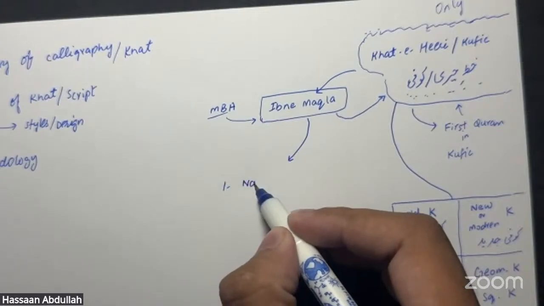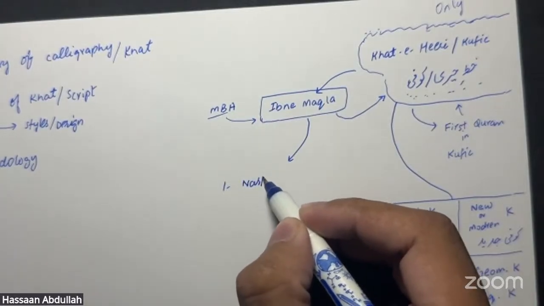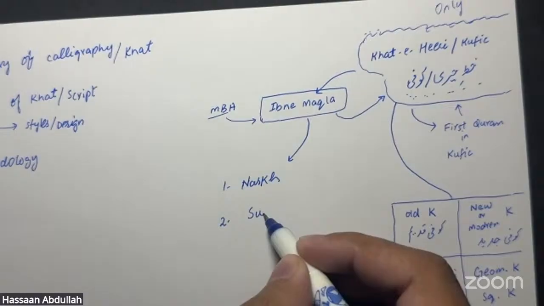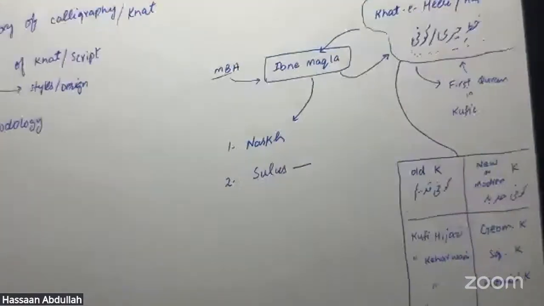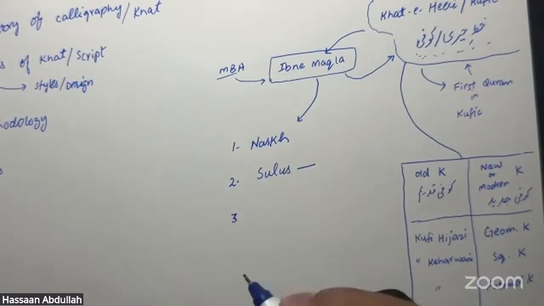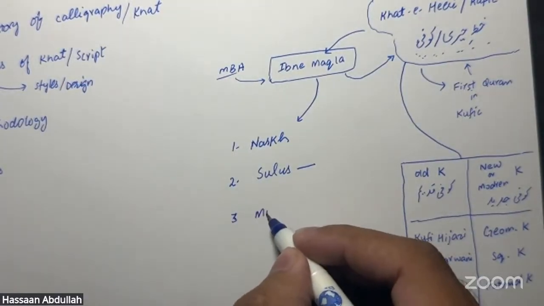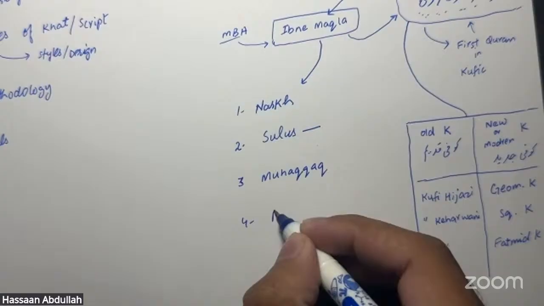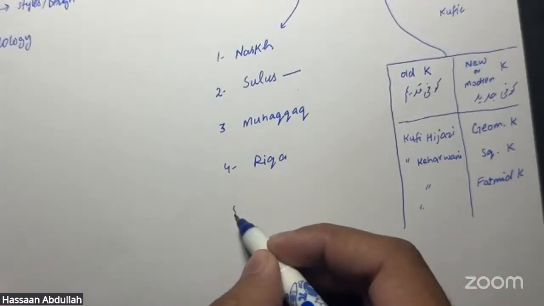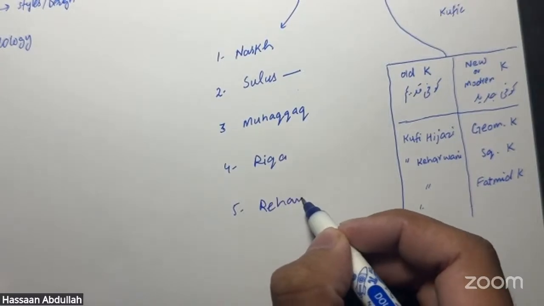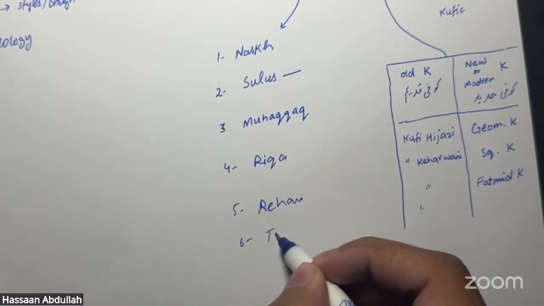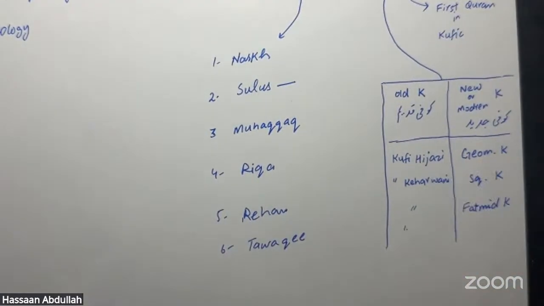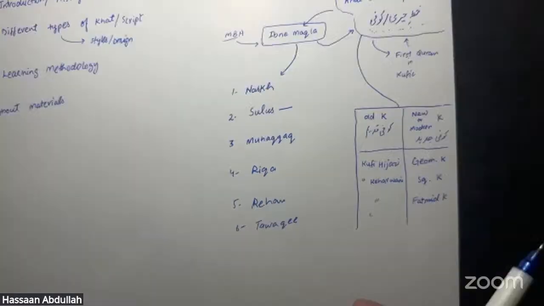First one was Naskh. Second one was Sulus, the one we are starting as well. Third one was Muhaqqaq. Fourth one was Khatt Riqa or Ruqa, then Rayhani, and Tawqi. Nowadays, these scripts are also modified into some other variations and variants.